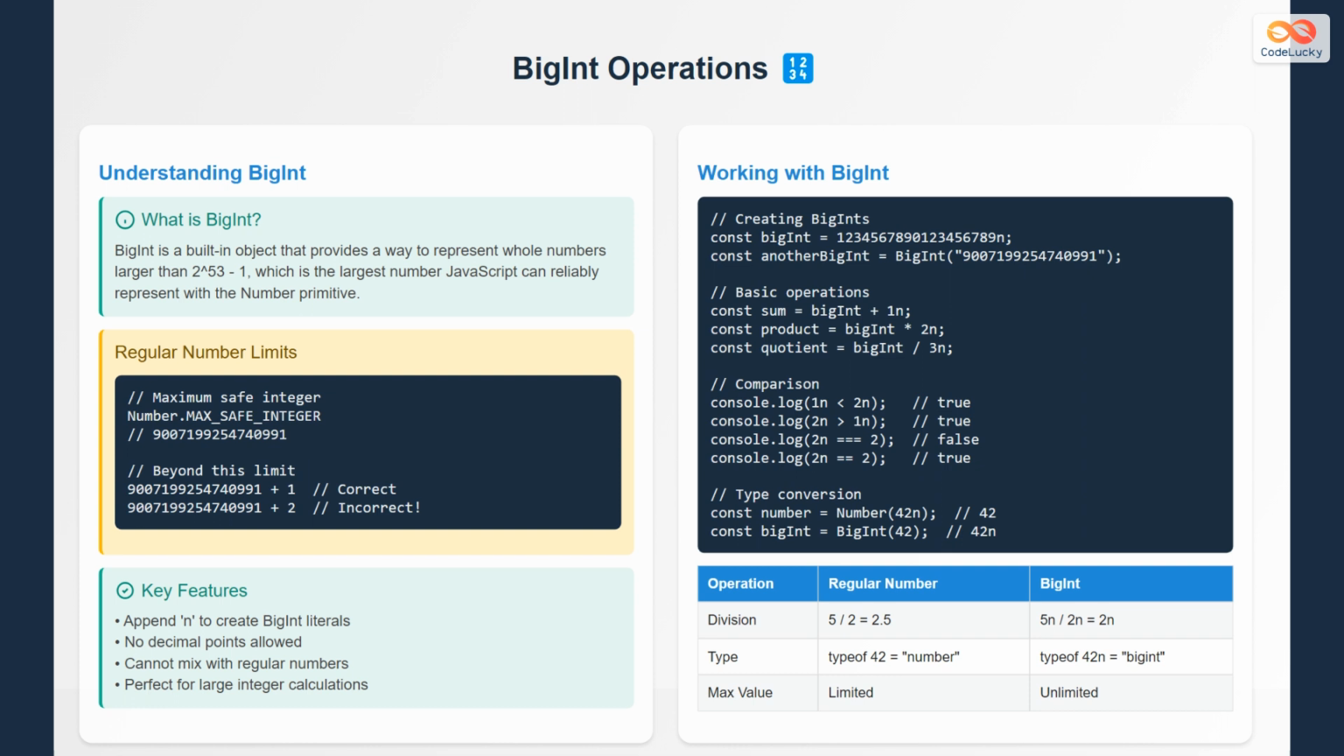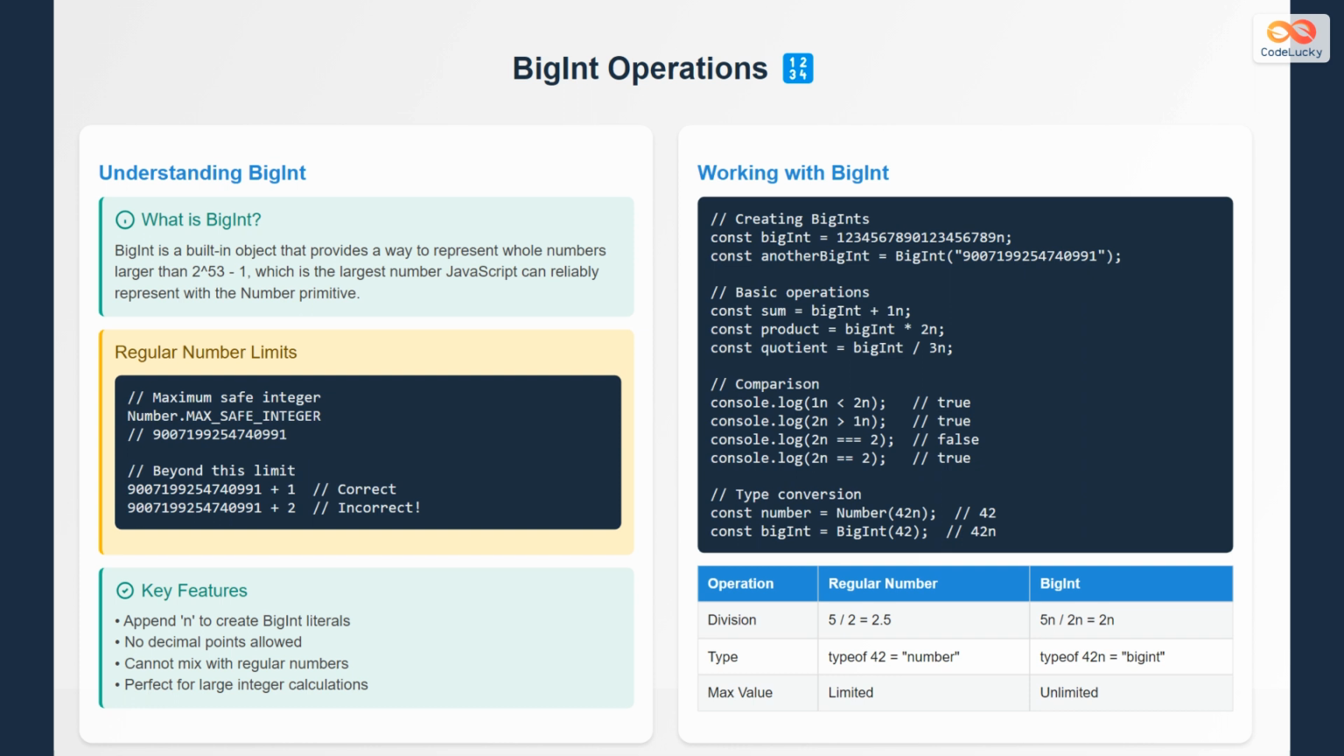Here we are creating two BigInts, one using a literal value, and another by passing a string to the BigInt constructor. Basic arithmetic operations like addition, multiplication, and division work the same as with regular numbers. However, when you divide two BigInts, the result is also an integer, and decimal values are truncated.